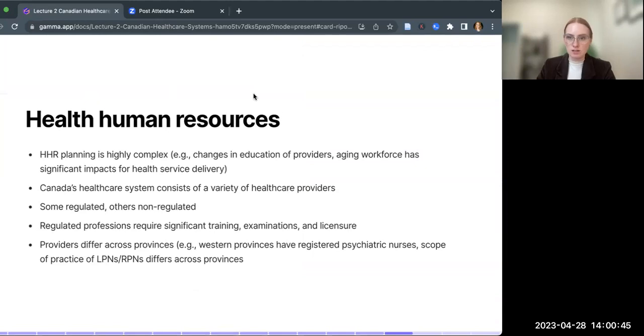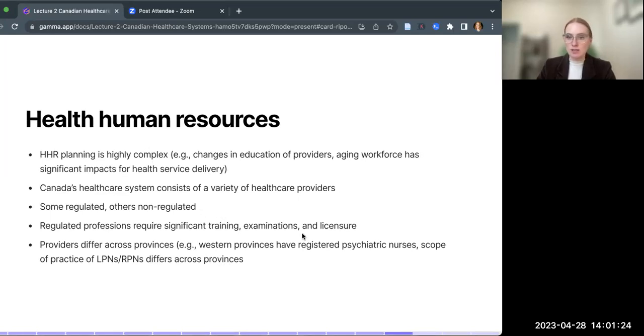Human healthcare resources is a major piece of this puzzle, so it's highly complex. There's lots of changes that are driving it, so changes in education of providers, workforce. There's a lot of variety in healthcare providers. Some are regulated, some are not. So if we think about people like care aides, it requires education, but it's technically unregulated, versus nurses where the education is longer. We have regulations, we have unions. So there's a lot of pieces of that puzzle of human healthcare resources that are required to get the right balance.